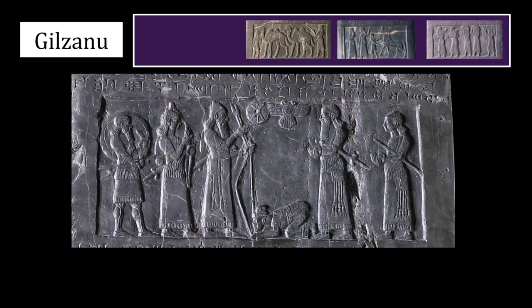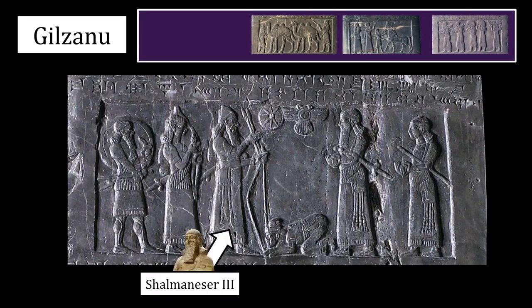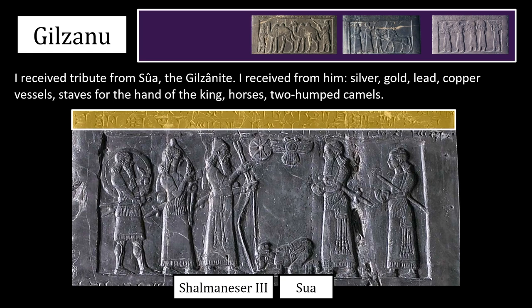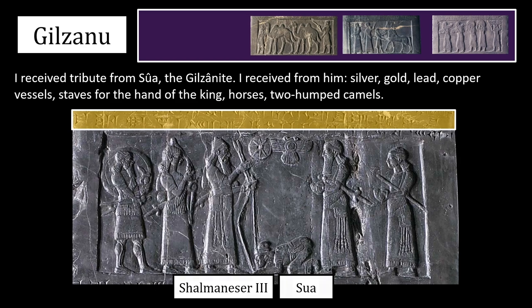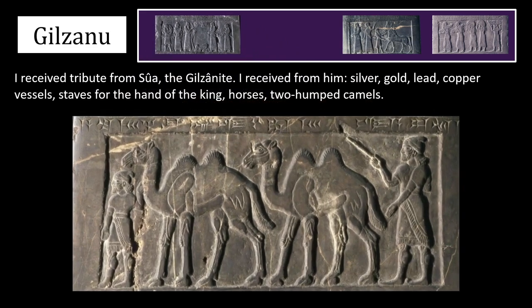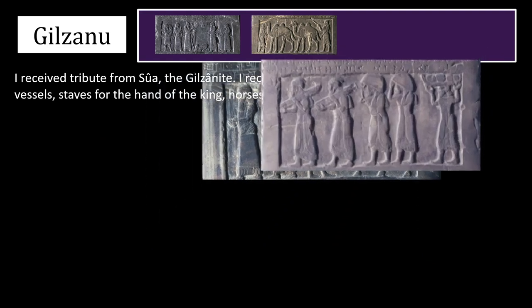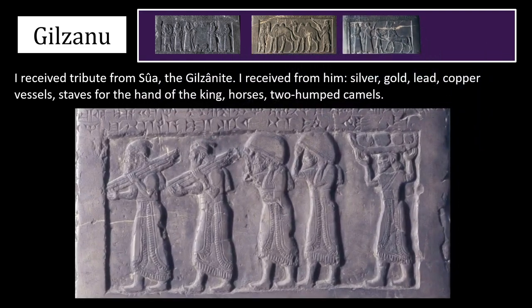The first panel has an image of Shalmaneser standing triumphantly before the king of Gilzanu, a man named Suah, who is kneeling before him. Written above the panel, we read in Akkadian, quote, "I received tribute from Suah the Gilzanite. I received from him silver, gold, lead, copper vessels, staves from the hand of the king, horses, 2-humped camels." The panels that follow now show this tribute brought from Suah, the 2-humped camels, the horses, and then finally the silver, gold, lead, and copper vessels.